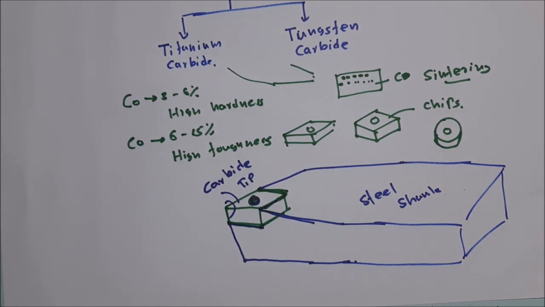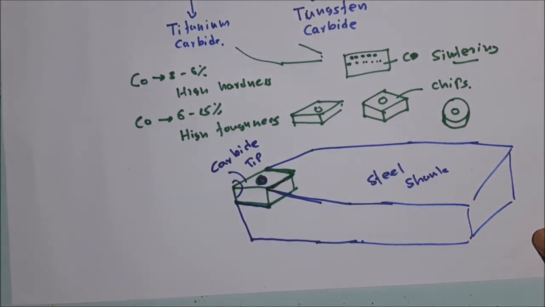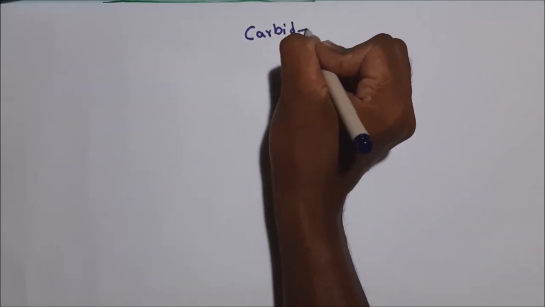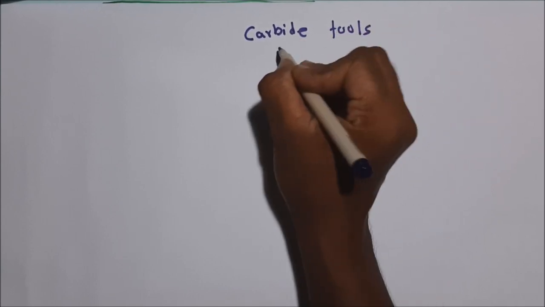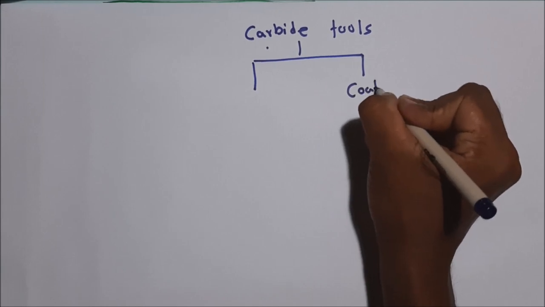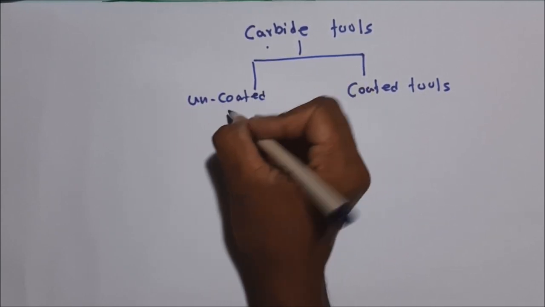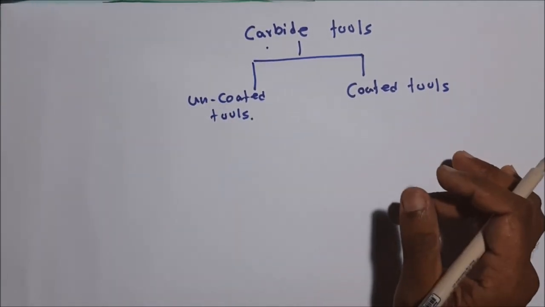Okay. Then carbide tools we can also divide separately into two: coated or plain tools. Carbide tools are categorized into two, coated tools and uncoated tools. Okay, coated tools and uncoated tools.